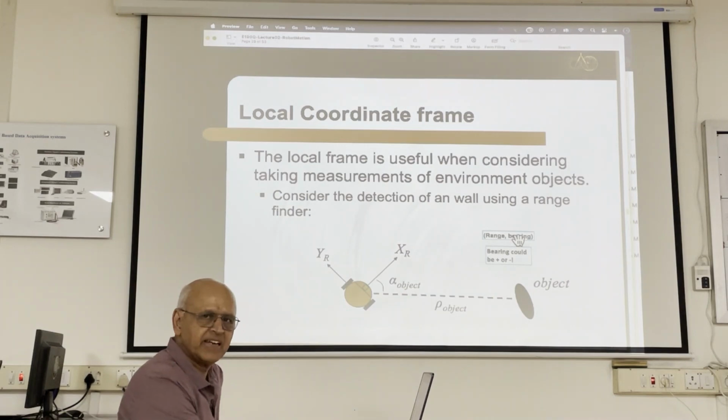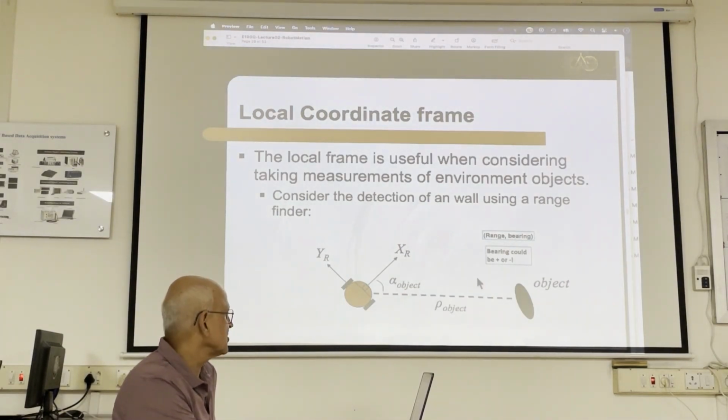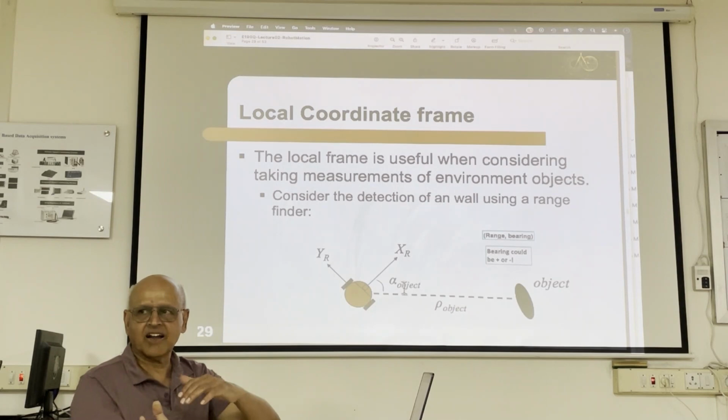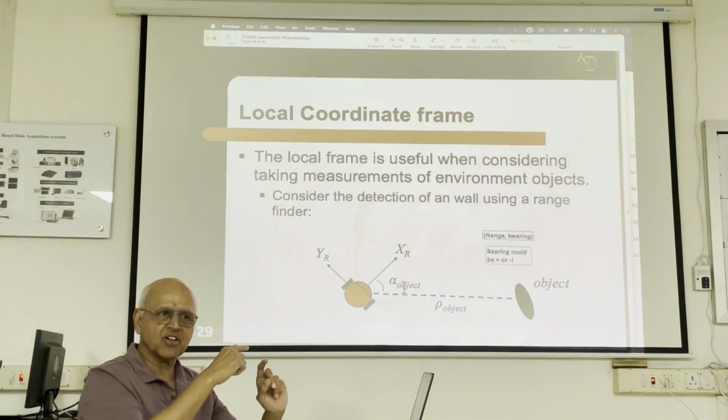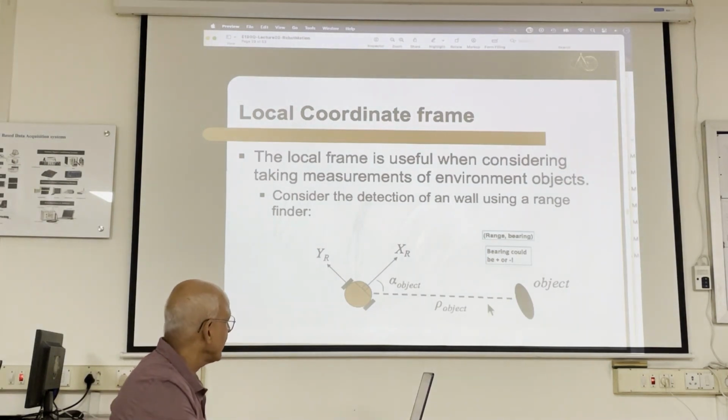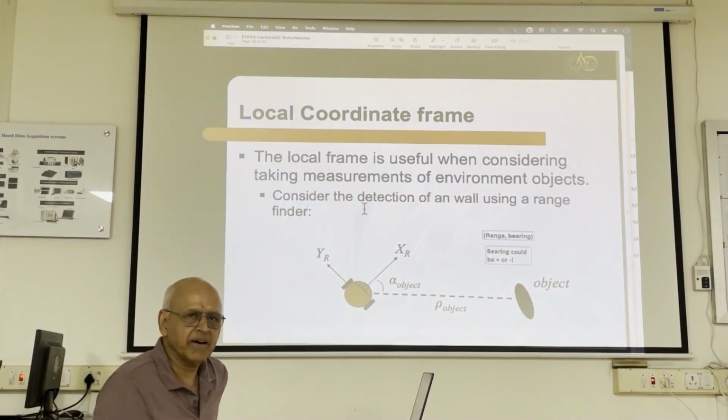But bearing can be negative and positive. So the way this object is positioned right now, alpha object, which is the bearing, is negative. Clockwise is negative. Remember the same convention we saw earlier? Clockwise is negative, counterclockwise is positive. So if this object were to be here, then the bearing would be positive.